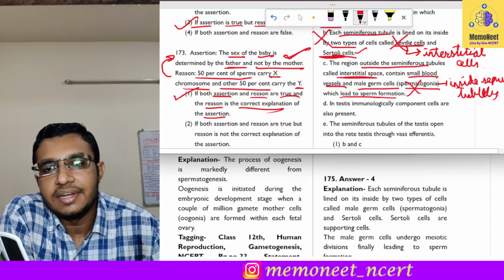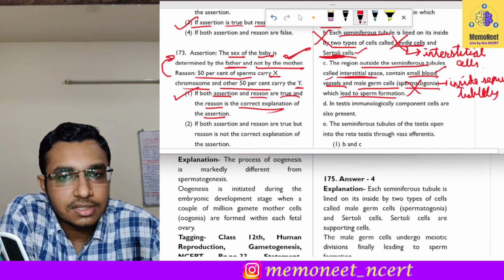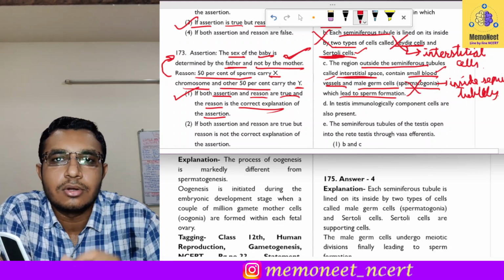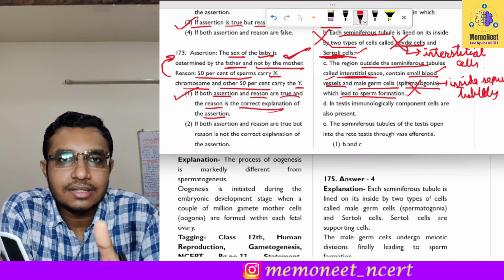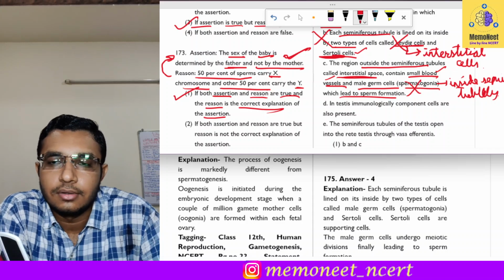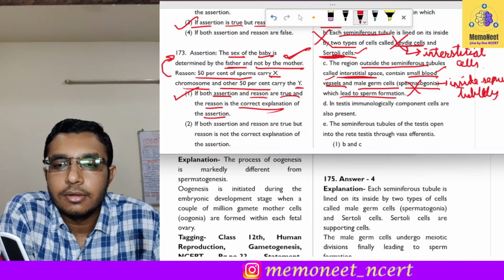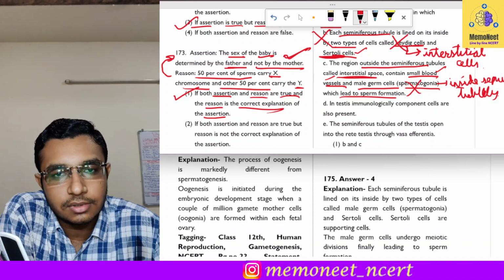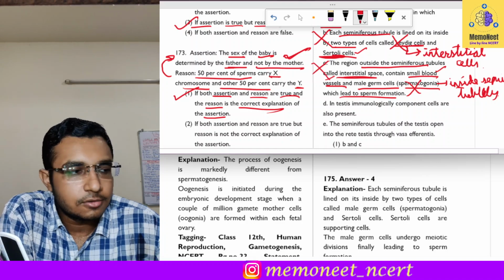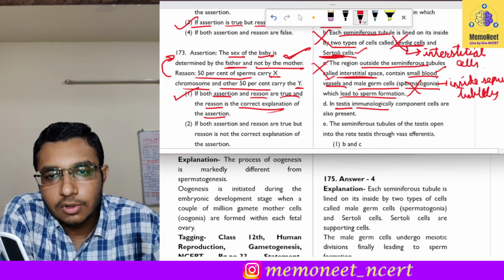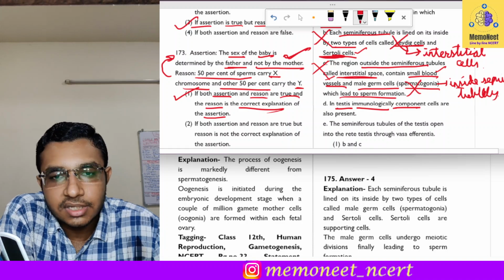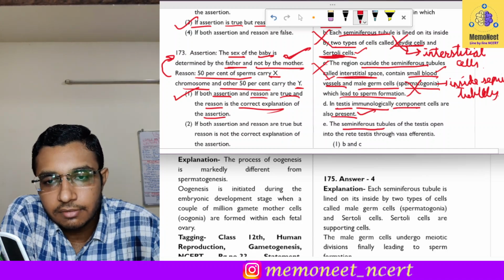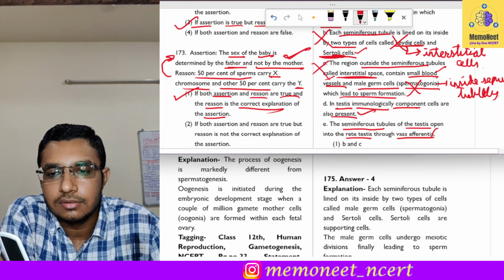Now see, the interstitial space contains the small blood vessels and the Leydig cells, or the interstitial cells, and these Leydig cells are responsible for androgen secretion. It is not the spermatogonia which are present in the interstitial space. The spermatogonia are present inside the seminiferous tubule. So statement C is also incorrect. Now statement D is, in the testes the immunologically competent cells are present. So yes, this is also correct. And statement E is, the seminiferous tubules of the testes open into rete testis through vasa efferentia. So now see, this statement is incorrect.